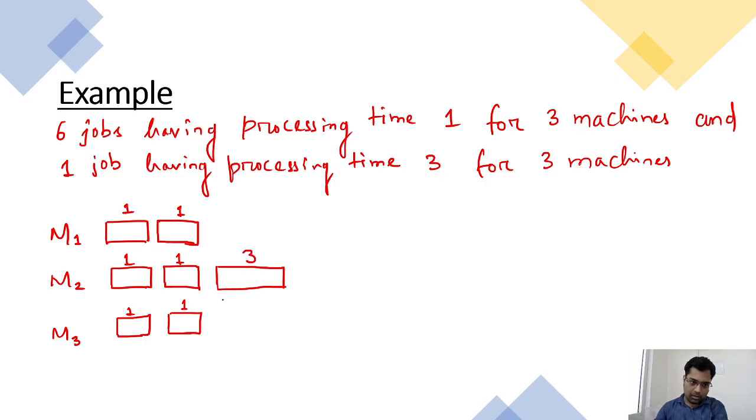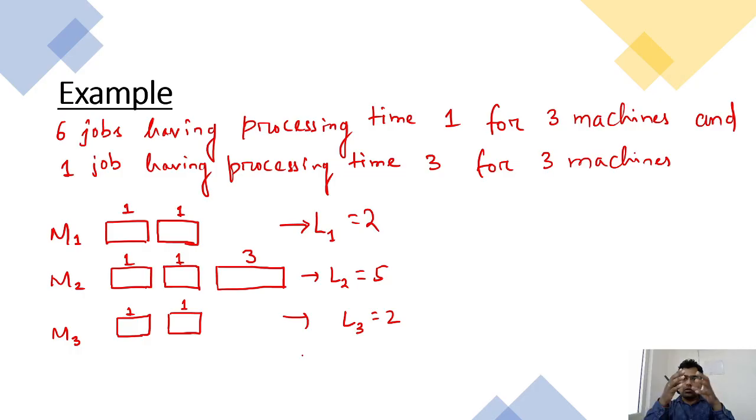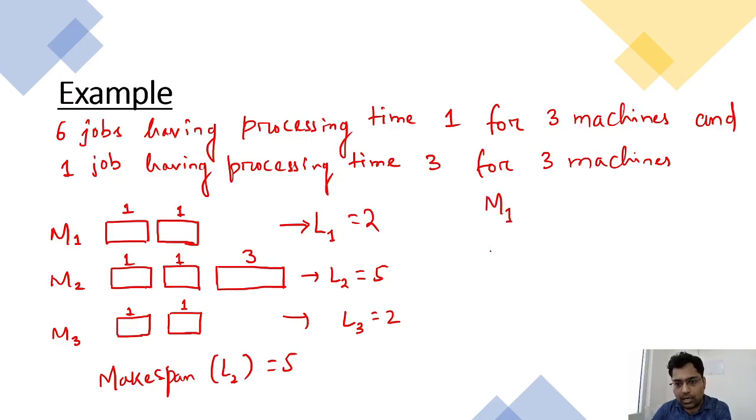Now the load for machine 1, which is L1, is 2, L2 is 5, and L3 is 2. Clear? So out of this, the makespan is L2, which is 5. Clear? And for the optimal one, we would allow the maximum job to be assigned first.